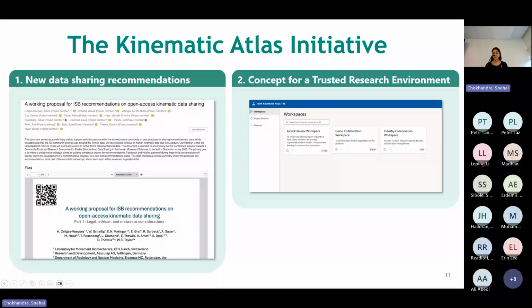So number 1 is we're trying to establish new data sharing recommendations, which we'd ideally like to be ISB recommendations. We have a drafted summary set of recommendations, so it's not the full background document with the reasoning behind the recommendations, but just the recommendations themselves, which you can see through the QR code, and please give us your feedback on that. We're also trying to refine a concept for a trusted virtual research environment that's dedicated to the exchange of human movement data.